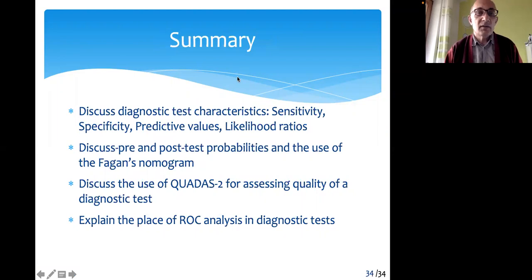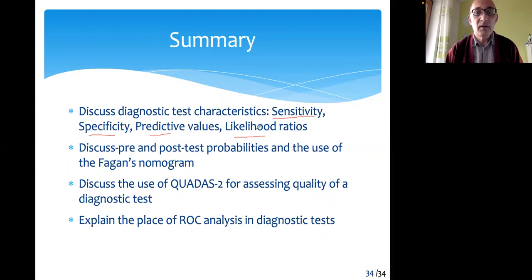What did we discuss, or what did I try to explain to you today, is shown in this slide. You should be able to discuss diagnostic test characteristics. So you should be able to explain what sensitivity, specificity, positive predictive value, negative predictive value, and likelihood ratios, positive and negative likelihood, mean, and how this is calculated.